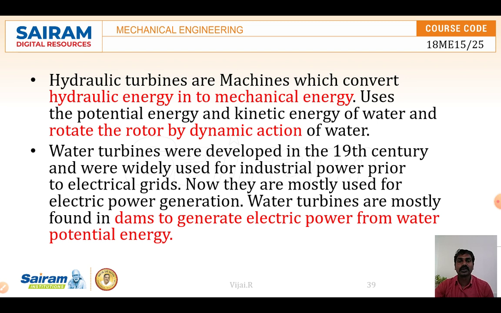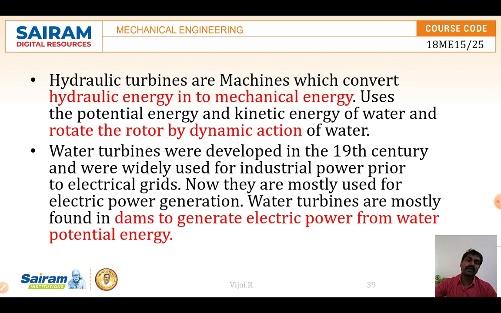So when it hits the water turbine blade, it is going to be rotated. This is how the water's potential energy and kinetic energy is being utilized for the rotation of the turbine. In the 19th century, water turbines were developed and used mainly for industrial power production, where power generation was required for the industries. And nowadays, for the entire country, we are producing power through water turbines.